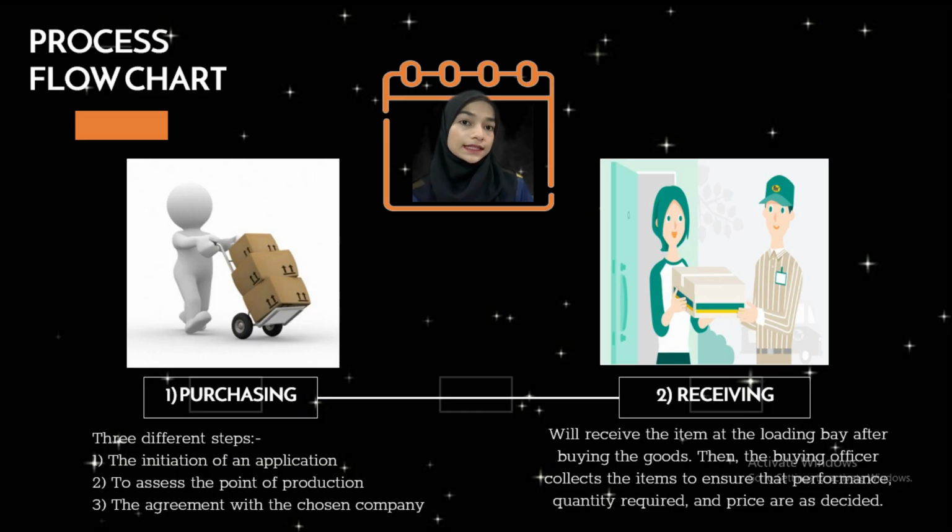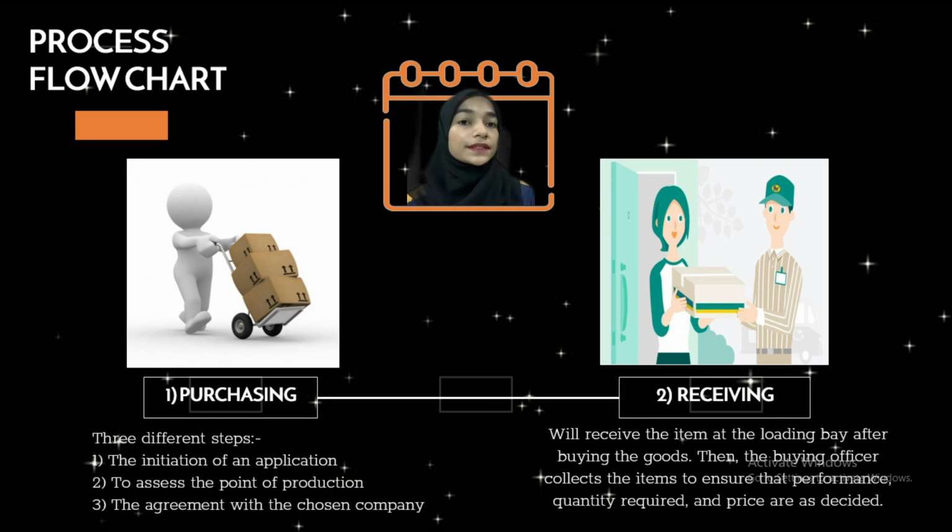First step is purchasing, which means buying process. There are three different steps. First is the initiation of an application by an approved member of staff for the procurement of product. For example, top chef, head bartenders, or restaurant manager. Second is to assess the point of production from which the goods are to be bought and the cost of which they are to be charged. Third is the agreement with the chosen company may be entered into by telephone for perishable goods or with the written comprehensive contract form.